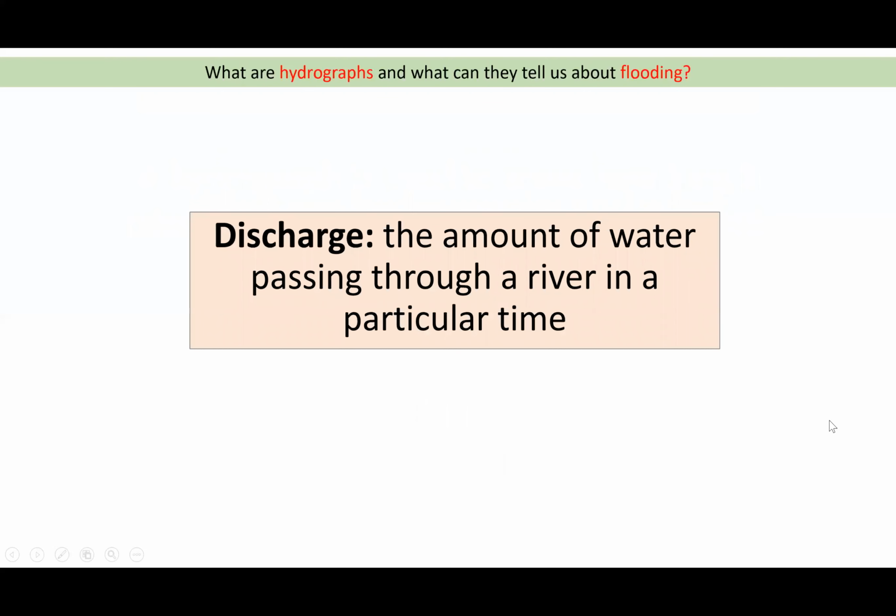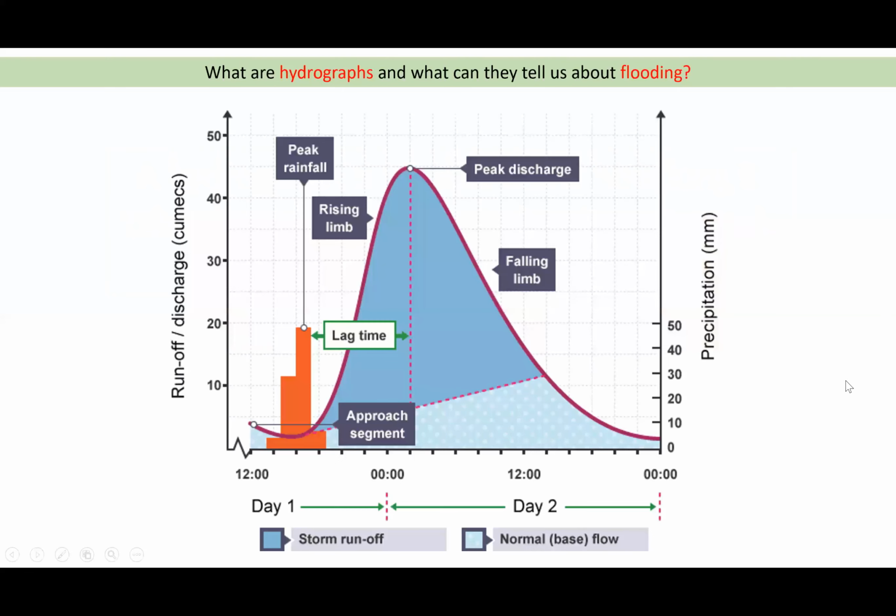A key word for this video is the discharge of the river. I'm going to be talking about this a lot, so I just want to make sure that we understand what it means. It's the amount of water passing through a river in a particular time. So bear that in mind, write it down if you need to, and that key word is going to appear a lot. So this is a hydrograph or a storm hydrograph.